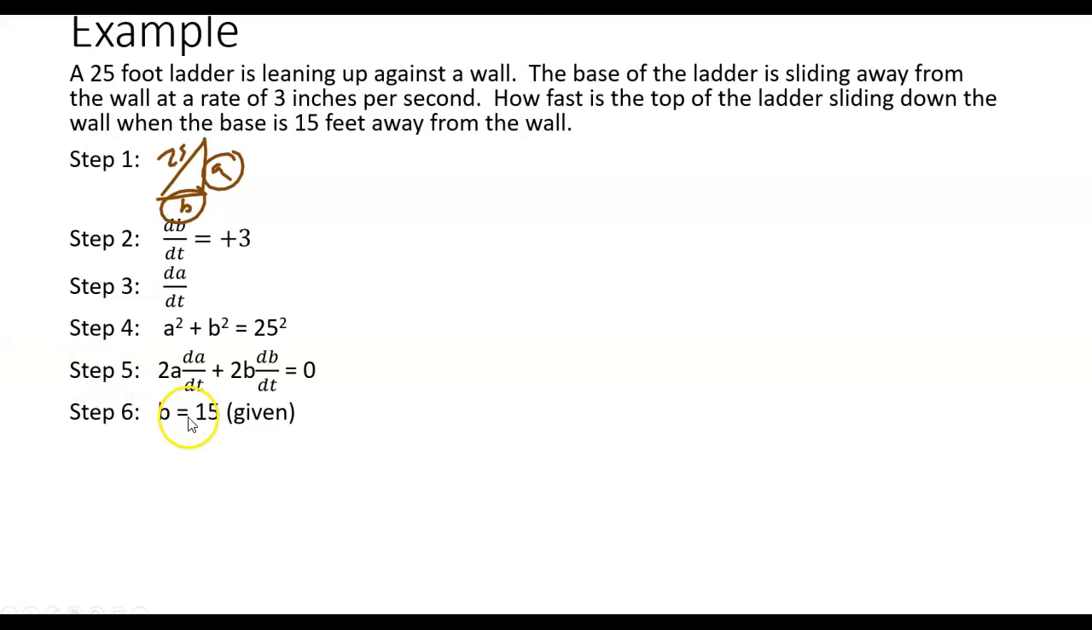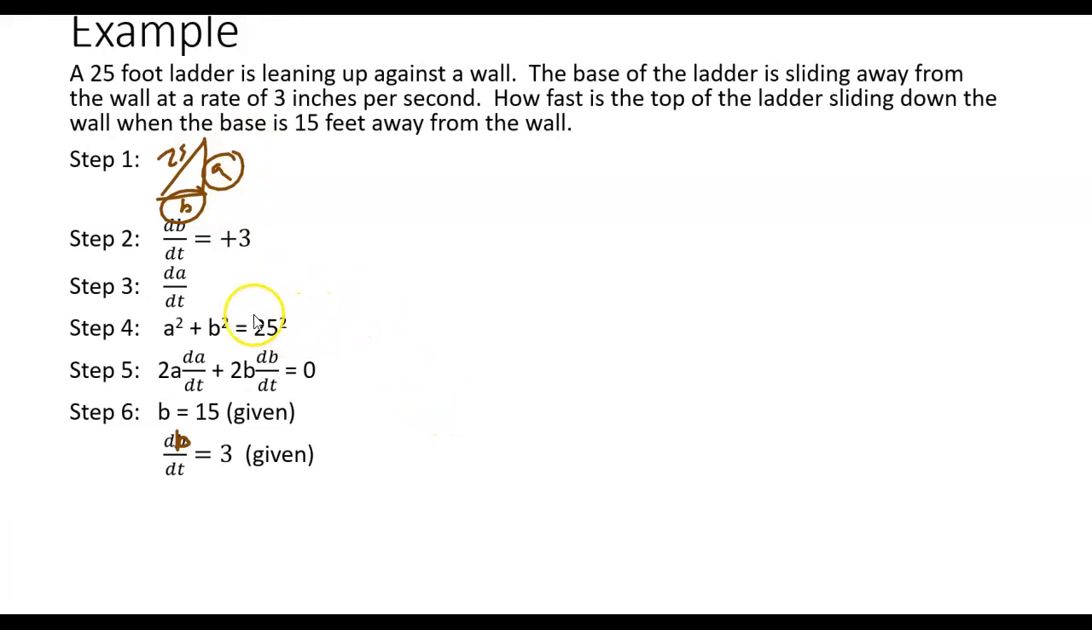So they already told us that b is 15, the base of the ladder is 15 feet away from the wall. They also told us the rate of change of a. Oh, this was supposed to say b. That's another thing I need to fix. They also told us the rate of change of b with respect to time. That's 3.